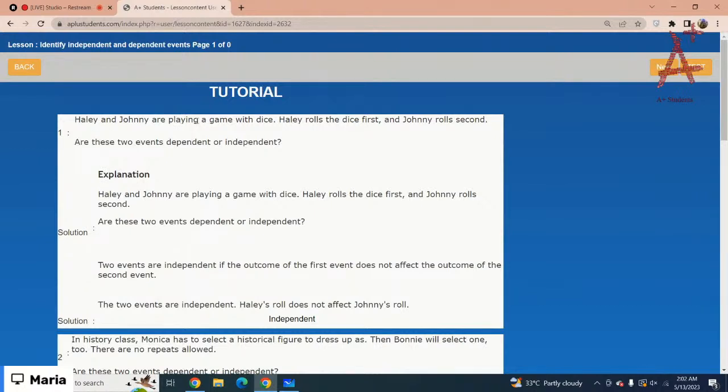Hele and Johnny are playing a game with dice. Hele rolls the dice first and John rolls second. Are these two events dependent or independent? Whenever you are working with a spinner or dice, they are always independent events. Like the first time, if you roll the die, you have six options because on a die you have one, two, three, four, five, six. For the second time, if another one rolls a die, he has the same six options. So that's why both the events are independent.